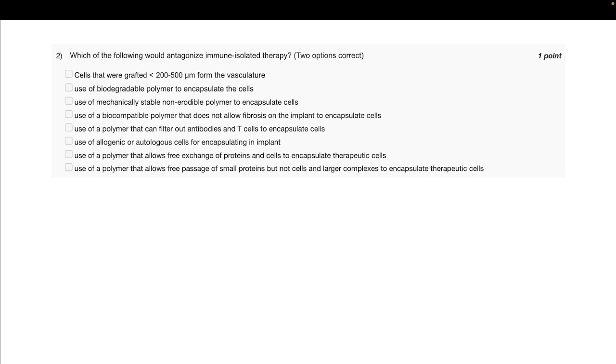Okay, the next question is which of the following would antagonize immunoisolated therapy, and you have to choose two correct options. I'll wait for you guys to read through the options, and if anybody wants to volunteer, just unmute your mic and let me know.